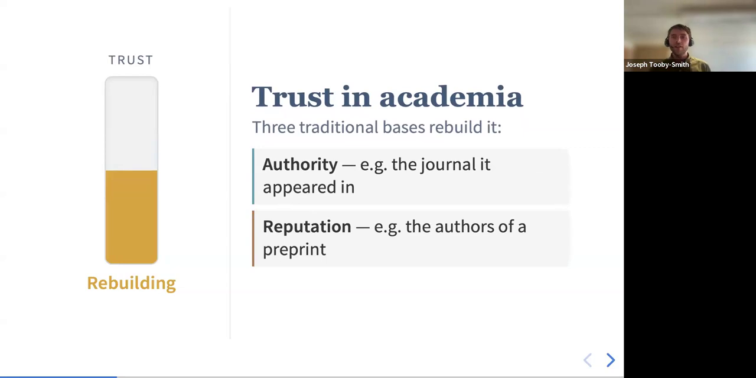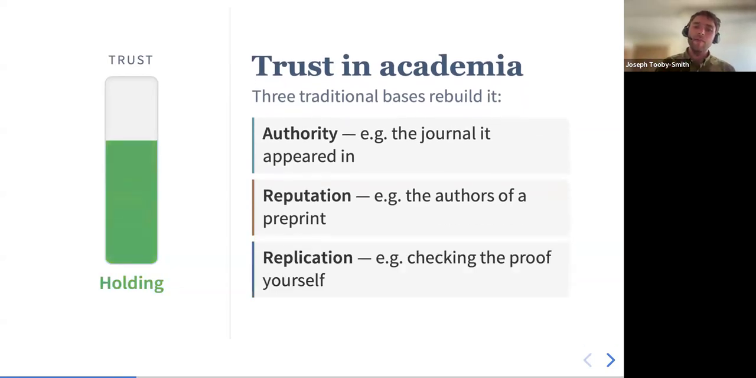The third area of trust, the third way we put trust back into papers in academia, is by replication. Being able to trust the paper by looking at the calculation, looking at the proofs, looking at the derivations oneself, or if it's an experiment, doing the experiment oneself, and checking that those proofs make sense and that they hold. So these are the three main ways that I could think of that we put trust back into papers in academia.